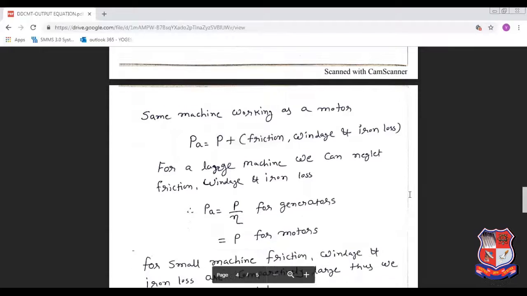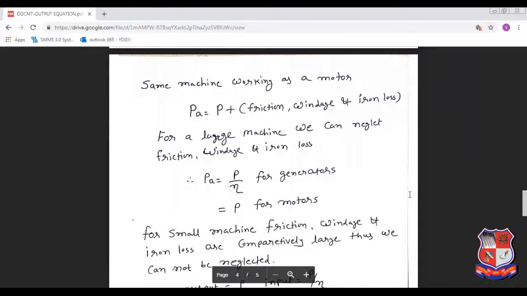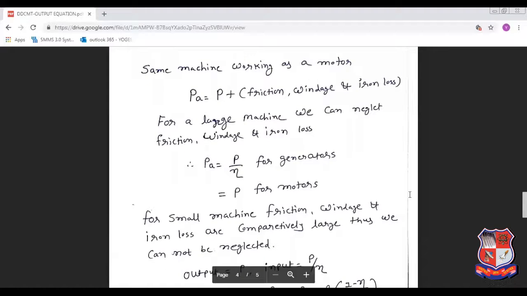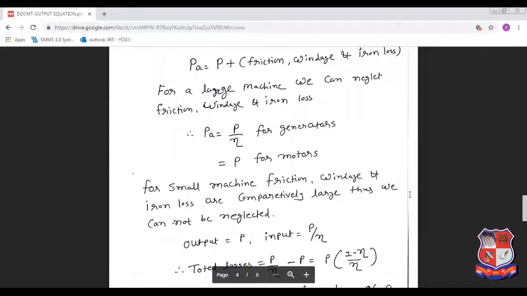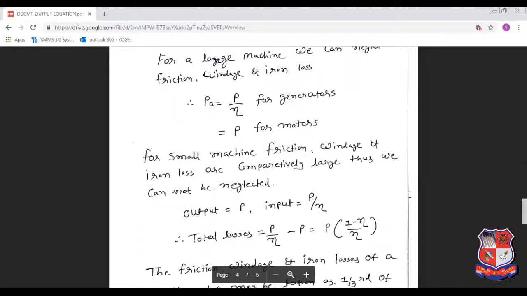For a large machine, friction, windage and iron losses are very small, so for easy calculation, we can neglect them. If we neglect the friction, windage and iron loss, then the relation between the power developed by the armature PA and rated power is as follows. PA is equal to P by efficiency for generators and PA is equal to P for motors. But for small machines, friction, windage and iron losses are comparatively very large, so we cannot neglect them.